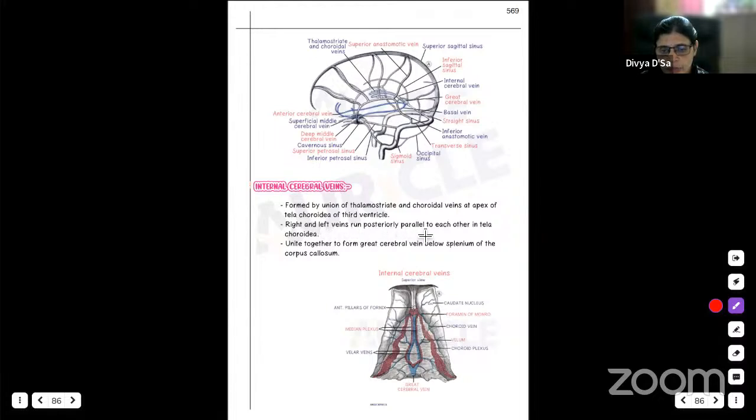They run posteriorly, parallel to each other in the tela choroidea. Okay, tela choroidea, they will be running parallel to each other, and they unite together to form the great cerebral vein below the splenium of the corpus callosum. So, okay, splenium will be somewhere here. From here, the great cerebral veins. You can see here, there is the great cerebral vein which will form.